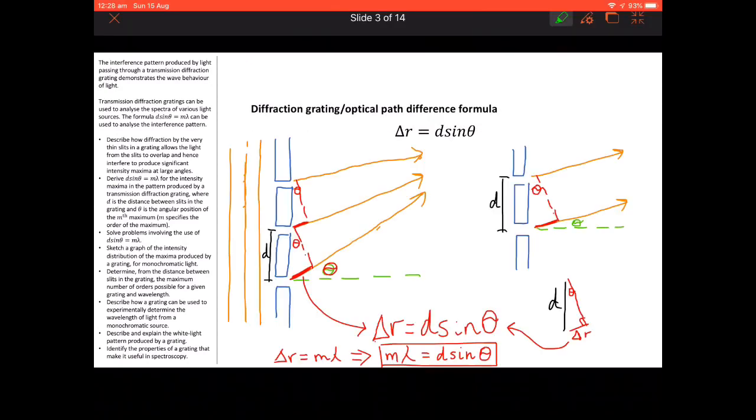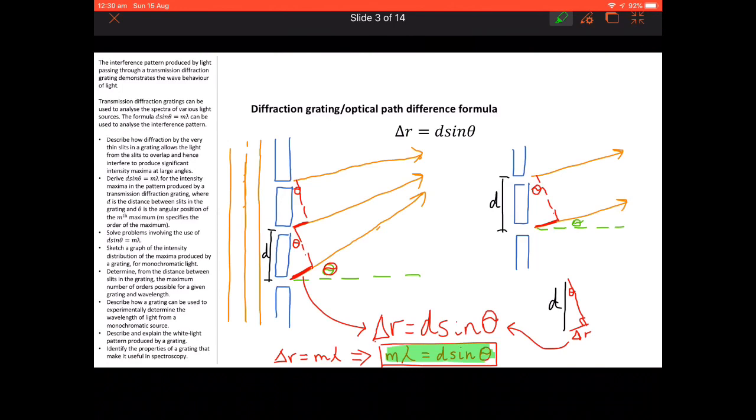So for deriving the diffraction grating or optical path difference formula, which is this formula here, we'll start off by remembering that the incident light is coherent after it's either passed through a single slit or if it's a laser, and therefore the light waves arrive simultaneously at each slit of the diffraction grating or each of the double slits in Young's experiment.